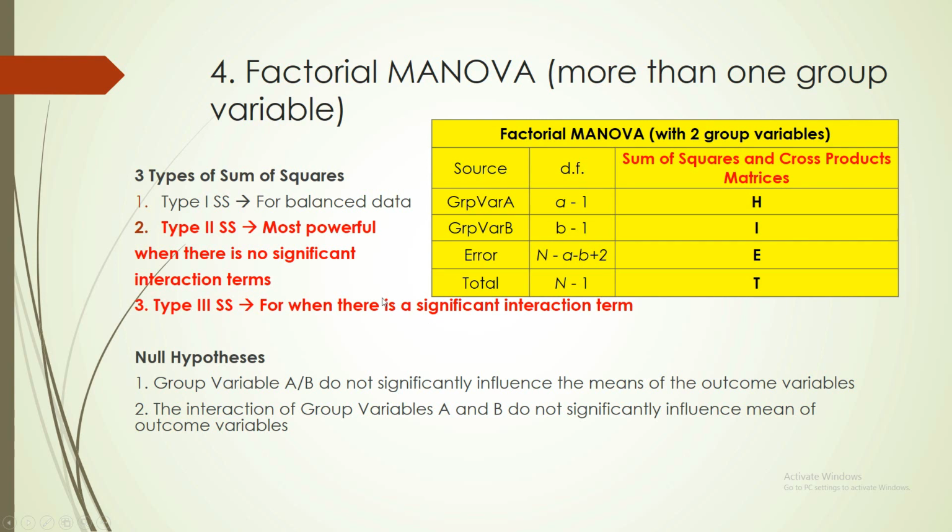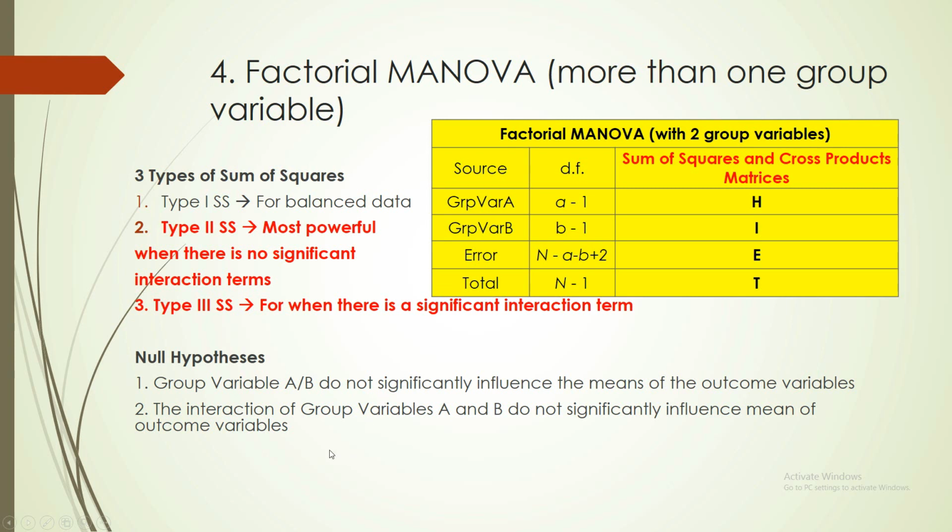interaction term. And for factorial MANOVA, we are not just testing one null hypothesis, we are actually testing 3 null hypotheses. So the null hypotheses are here. We are testing if group variables A or B do not significantly influence the means of the outcome variables between the groups of the group variable A and the group variable B. So these are two separate null hypotheses individually for group variable A and group variable B.